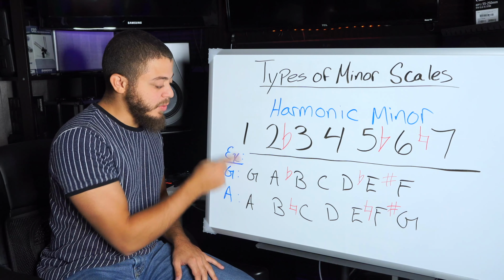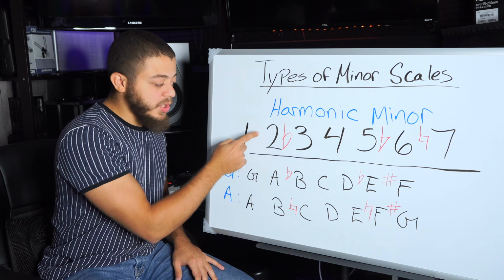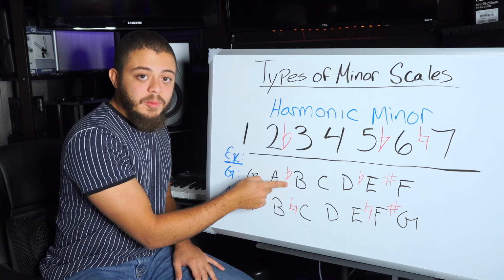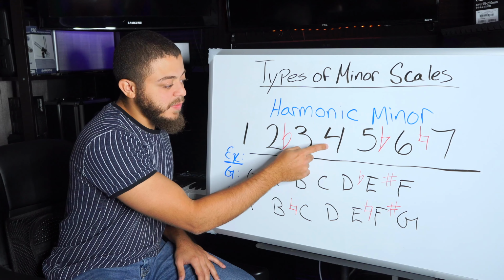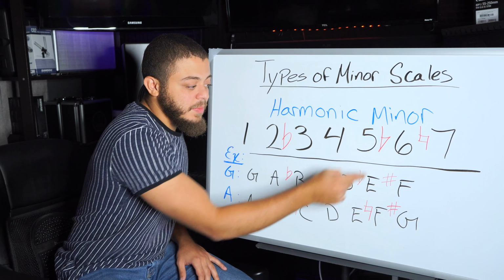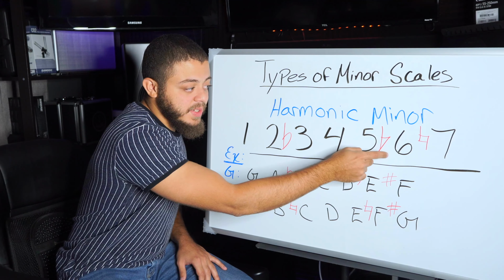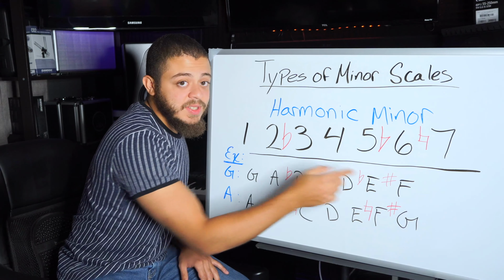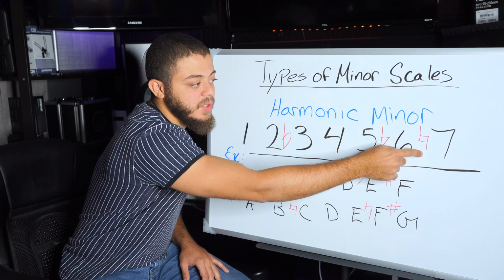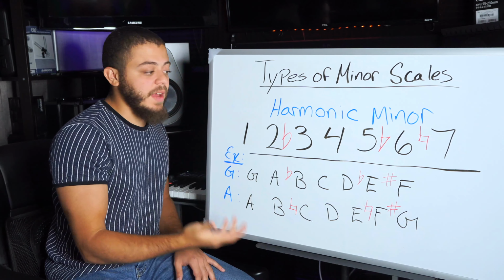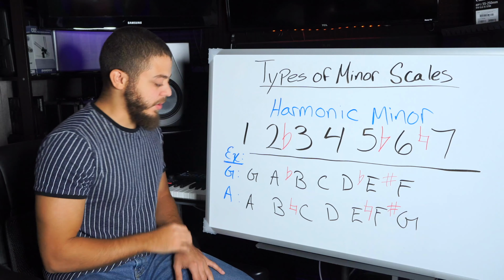So here we have G, which is 1, A, which is 2, B, which is 3, but B is now B flat, C is 4, D is 5, E is 6, but now E is flat because the 6 has to be altered, and now the 7th is actually going to stay the same because the 7th is no longer altered. It's natural. So since in the key of G major F is sharp, here we have the F sharp.